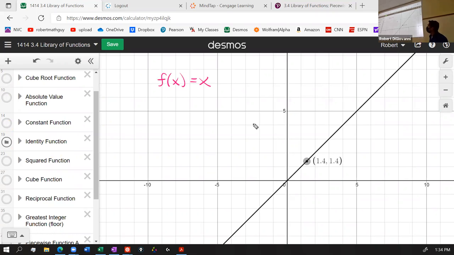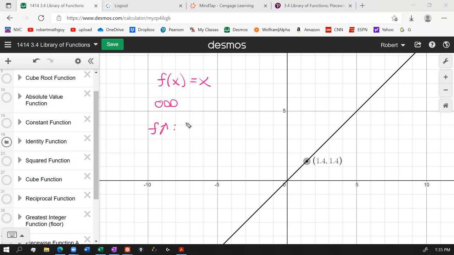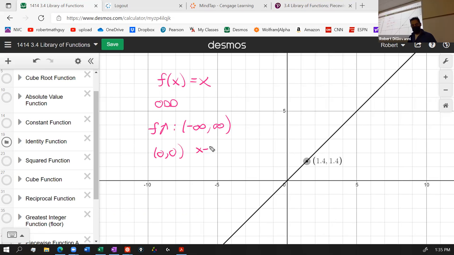Even or odd? Or neither? It's odd, right? If you reflect that top piece over and down, it'll land on the other one. So it is odd. What other things can you tell me about it? Start firing them off. It's always increasing when? From negative infinity to infinity. Okay, good. Where do we have any intercepts? (0, 0). That's going to be both our x and y intercept.